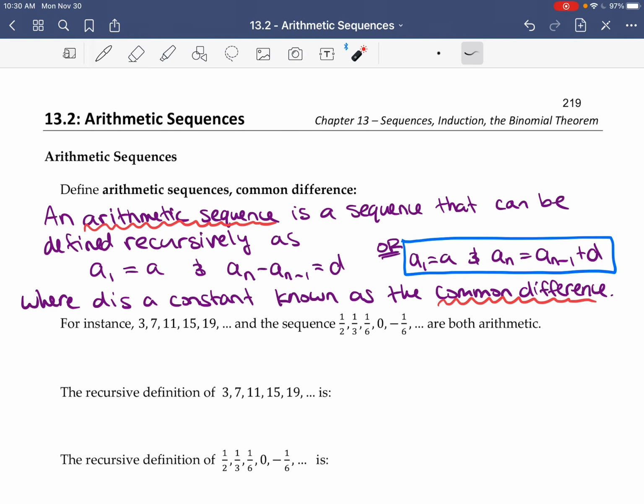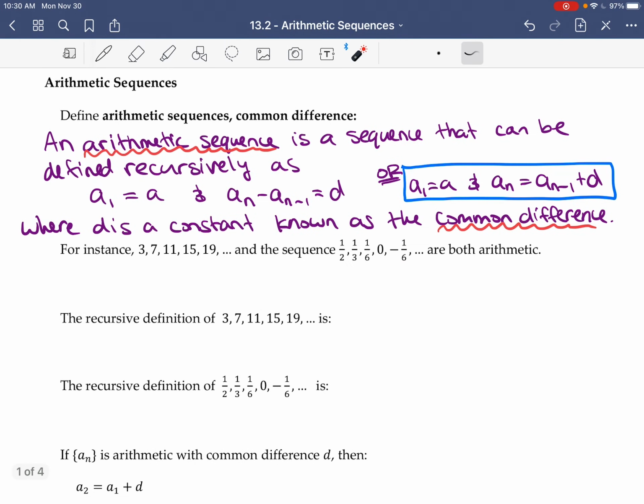Okay, so for example, these two sequences are both arithmetic sequences. So if you think about this first one, you just have to add 4 to get from one term to the next. Okay, so that means the common difference is 4. And if you notice, if I take 7 minus 3, that's 4. Okay, 11 minus 7 is also 4. Okay, so that means that the D here is 4.